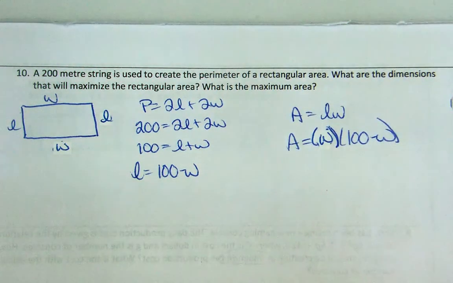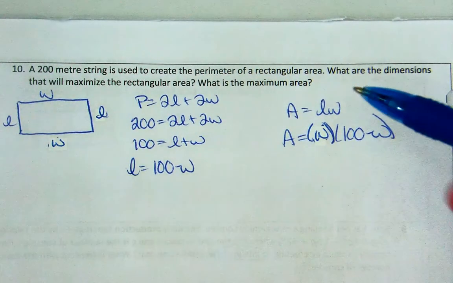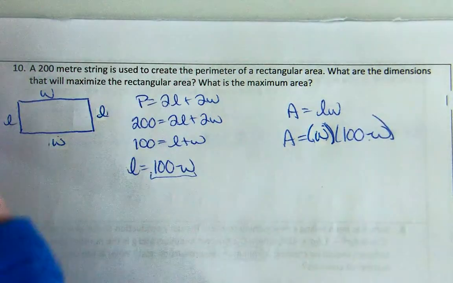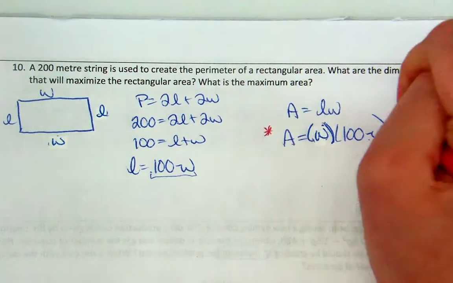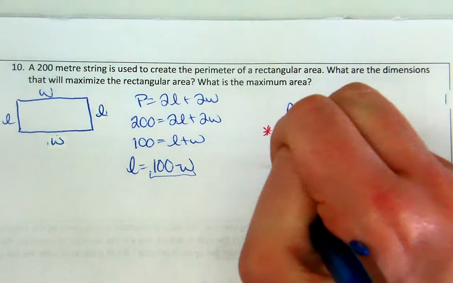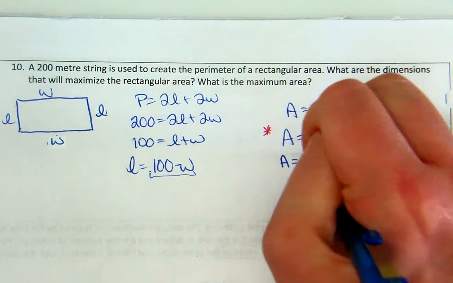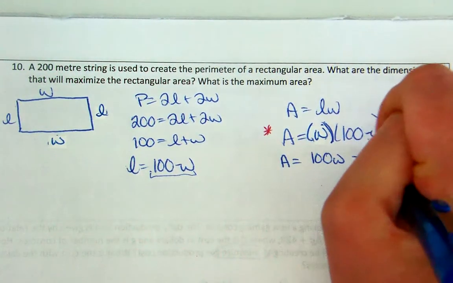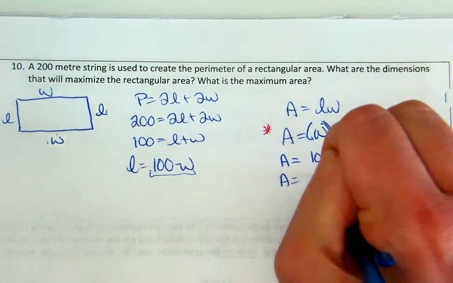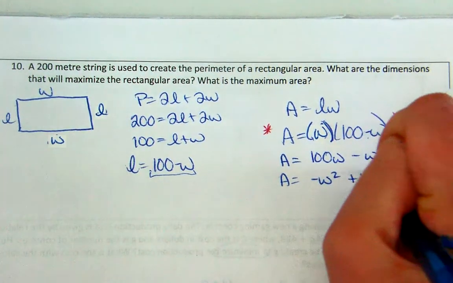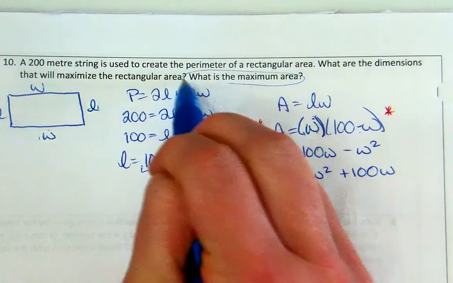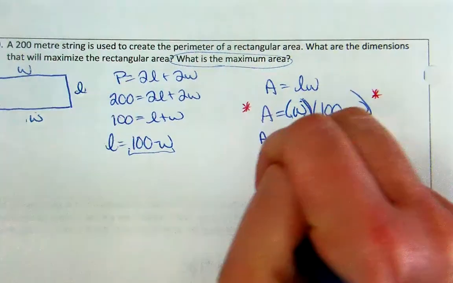In my area formula of length times width, I'm now going to sub this in for L. And this right here is where I expect you to be able to start from. Okay? So now I'll use distributive property to get into standard form. So when I rearrange, that's negative W squared plus 100W. I want to know the maximum area. It's time to complete the square.